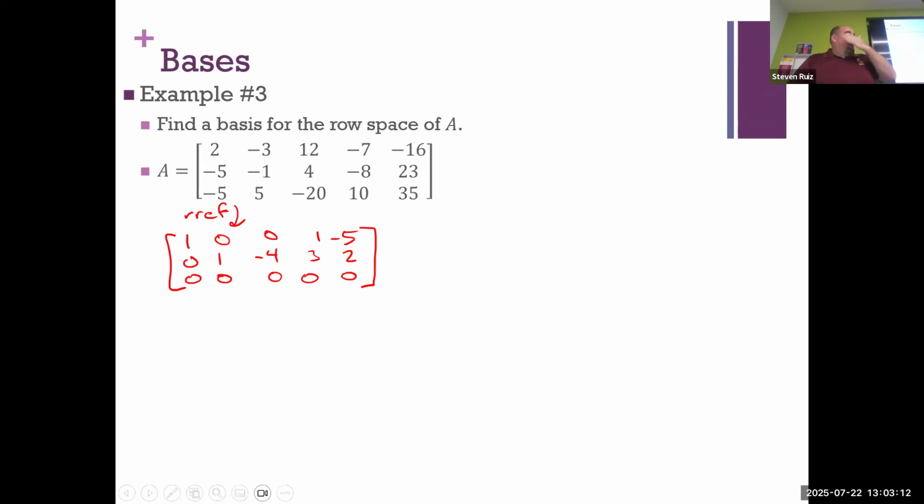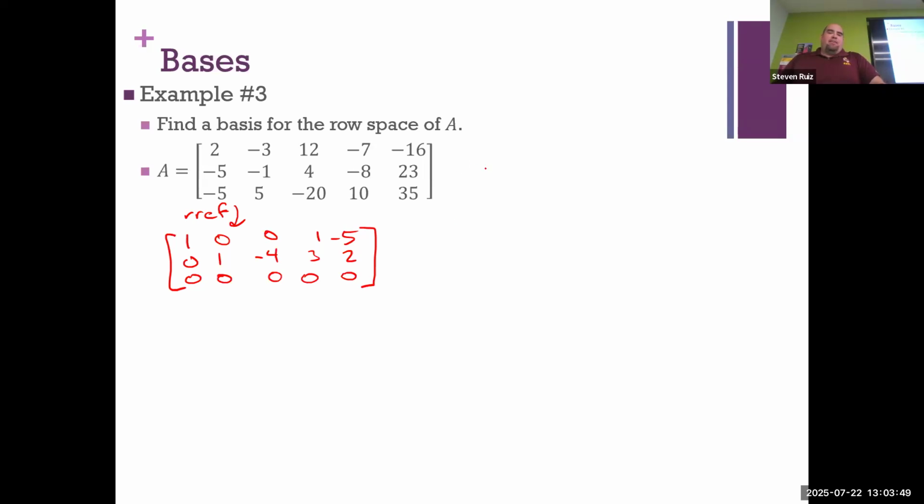So we're trying to find a basis for the row space. Maybe we should remind ourselves what the row space is. What is the row space by definition of a matrix? The span of the rows, right? And if we're going to talk about the span of something, the basis is essentially the smallest set of vectors that spans that space. So we want something linearly independent.